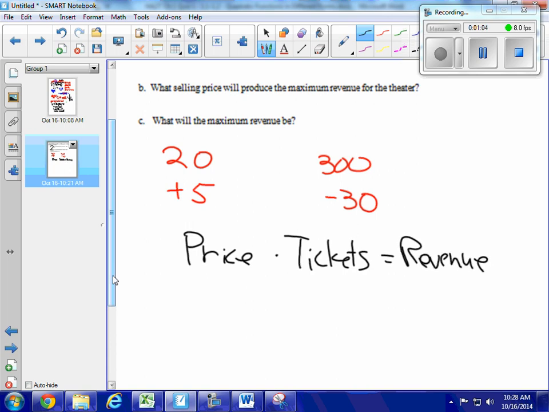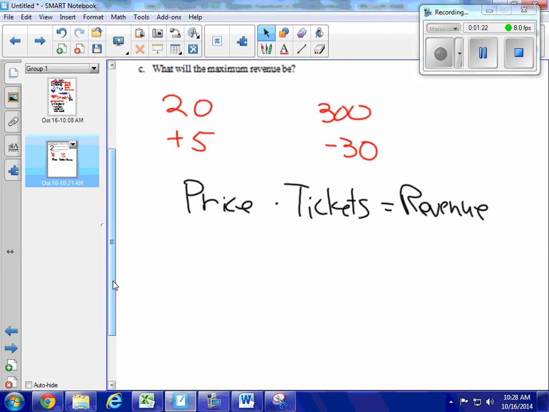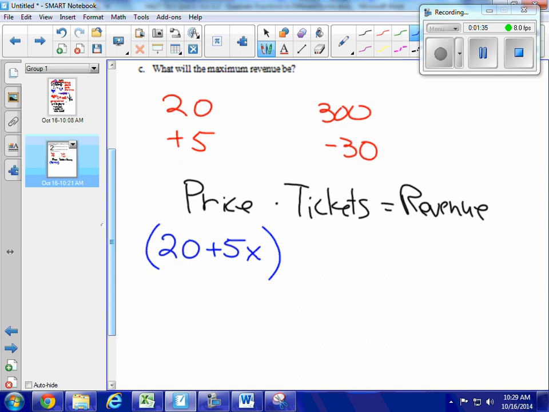For example, if I was selling tickets at $10 each, and I sold 2 tickets, I would have revenue of $20. 10 times 2. That makes sense. So in this case, I'm starting out with a ticket price of $20, but I know that I might raise it by $5 any number of times. That's what my x is. My x is the number of times I might raise my price by $5.